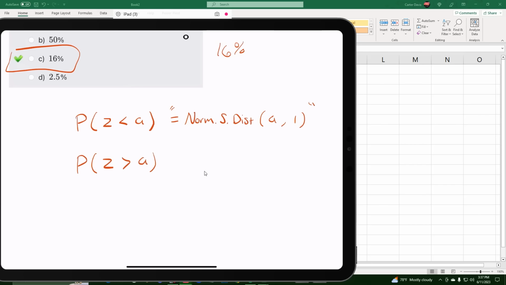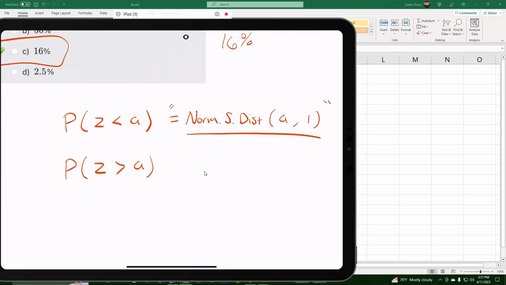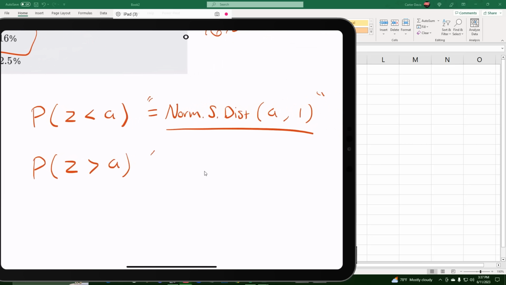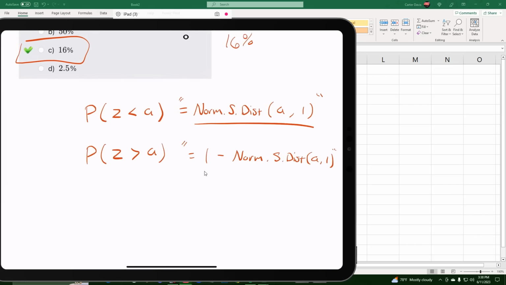Z greater than a, for example. Now keep in mind, Norm.S.Dist only gives you the probability where z is less than that a value. So for z greater than the a value, what we have to do is 1 minus. So this is what you type into Excel: equals 1 minus Norm.S.Dist of a, comma 1. So we need that 1 minus to give us the z greater than the a value.